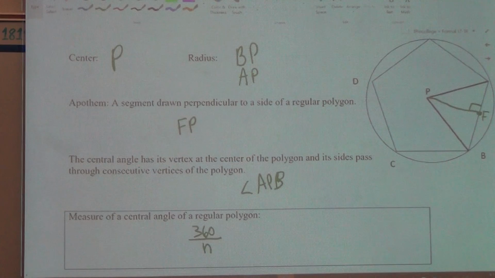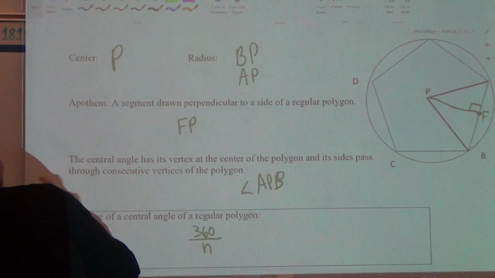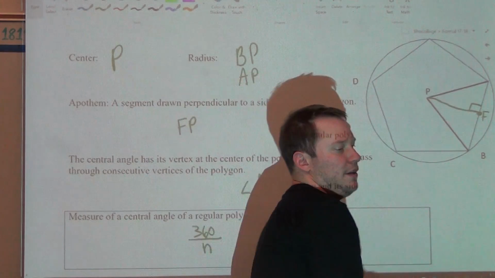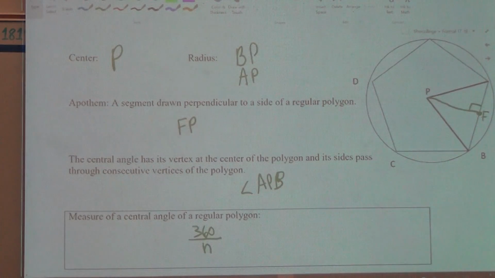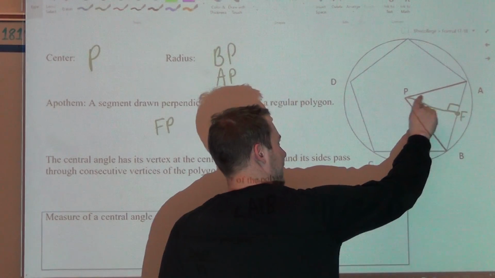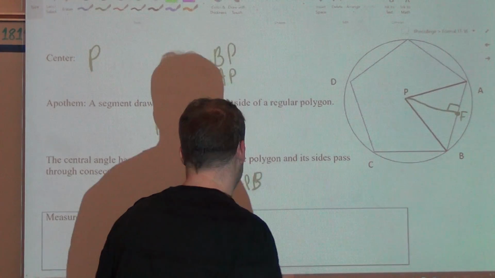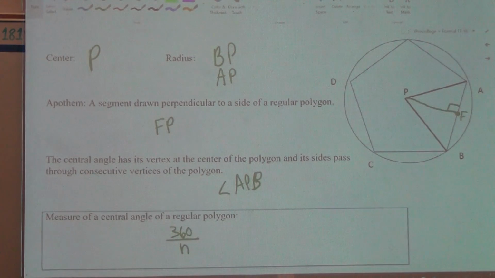The central angle has a vertex at the center of a polygon, and its sides pass through consecutive vertices. So in this problem, A and B are consecutive vertices, and the sides of this angle pass through those vertices, and they're in the center of the circle. That's why it gets its name, the central angle. We'll learn more about this when we study circles in a short time.